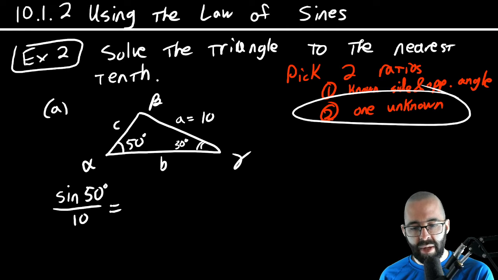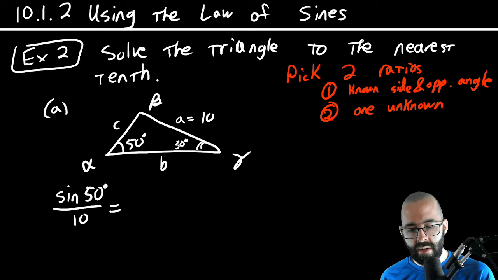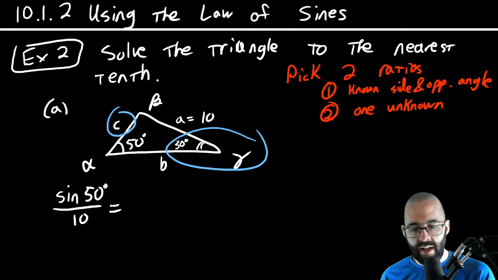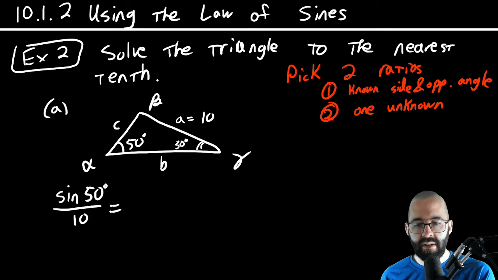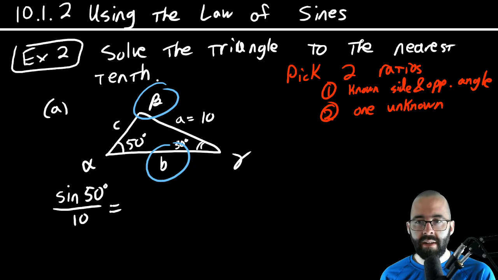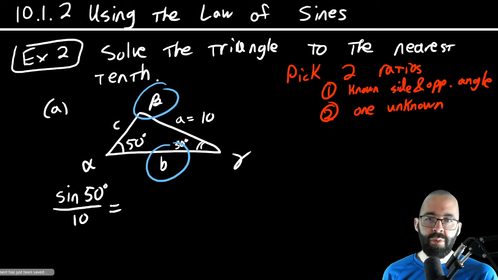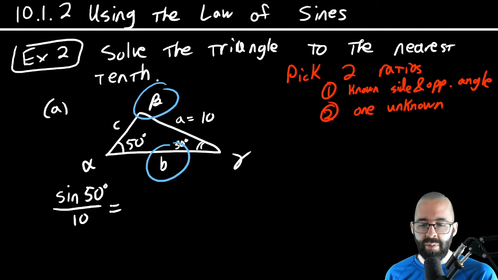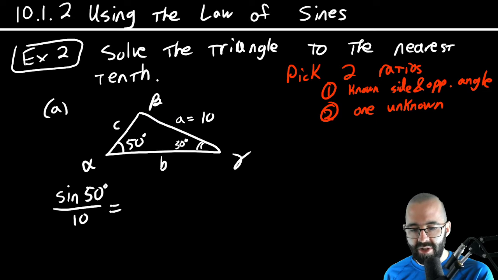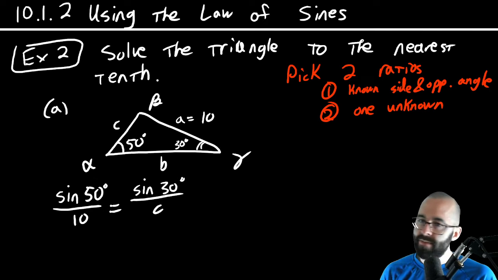So the second thing is to pick a pair that we don't know. So C and gamma would work, because there's one unknown between C and gamma. Beta and B does not work for a pair, because that's 2 unknowns. That's too many. If we chose beta and B here, we wouldn't be able to solve at all. We have to choose gamma and C. Sine of gamma, which is 30 degrees, divided by C.